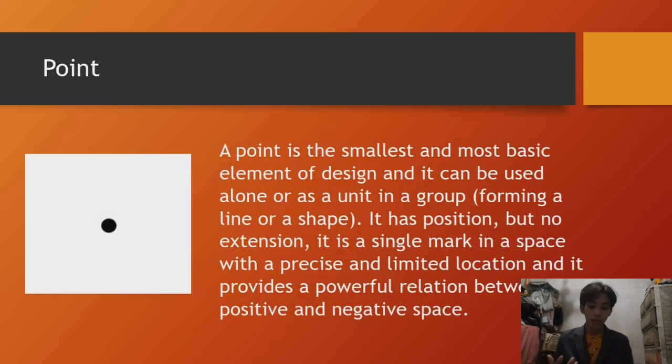First is the point. A point is the smallest and most basic element of design, and it can be used alone or as a unit and a group, forming a line or a shape. It has a position but no extension. It is a single mark in a space with a precise and limited location, and it provides a powerful relation between positive and negative space. Here it is, the point. It's a basic element, but very helpful in order for you to make a line and to make a shape.